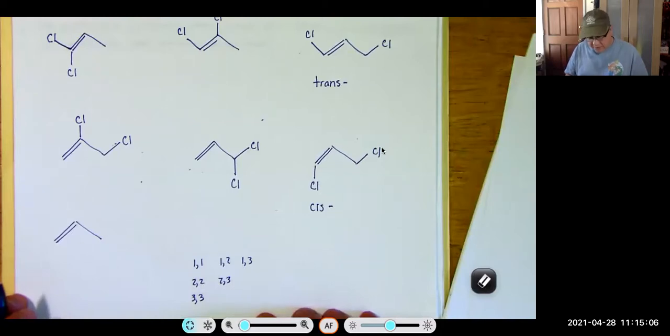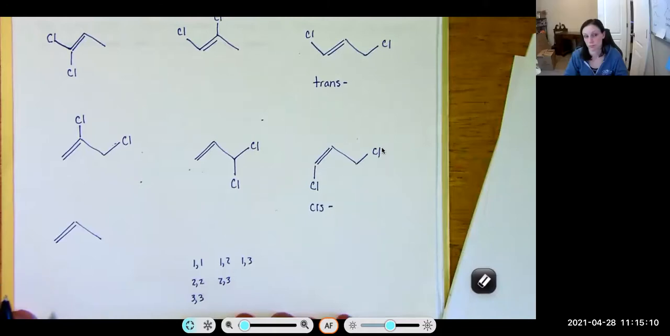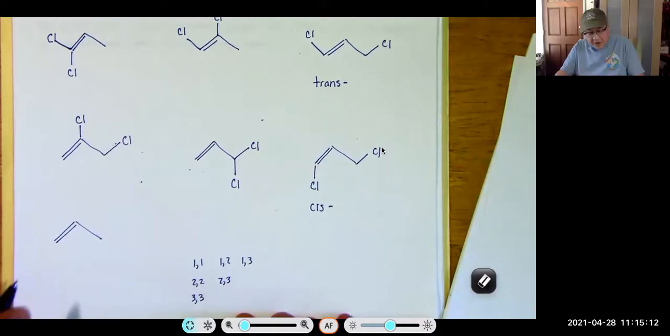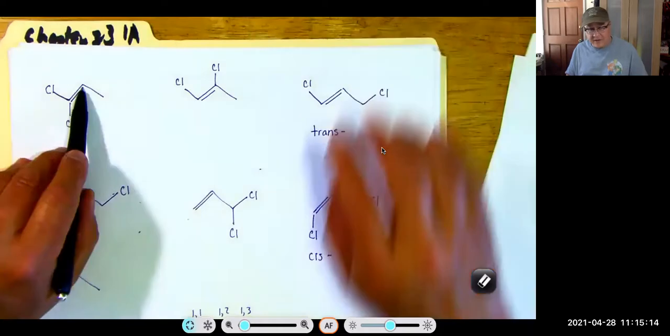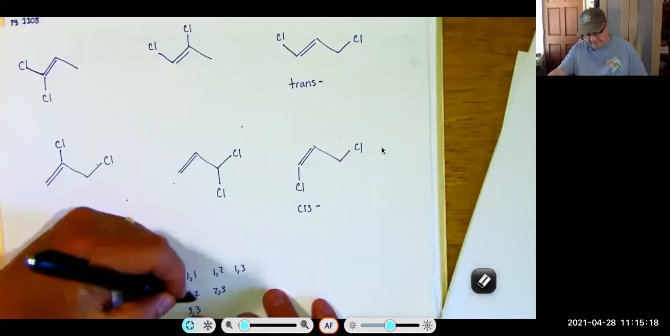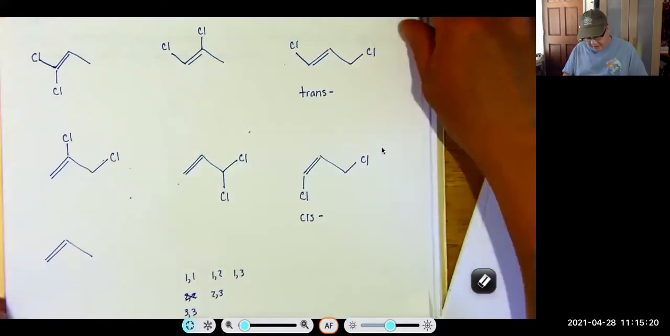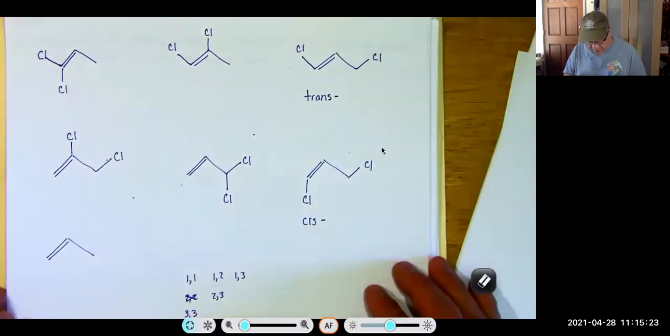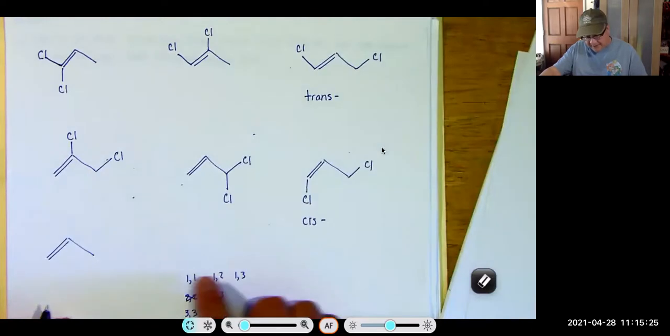How many chlorines can you put on carbon 2? 2. Here's the second carbon. How many chlorines can you put on there? 1. So we can't have a 2-2, can we? No. Okay, so these are the 1, 2, 3, 4, 5 possibilities, right?